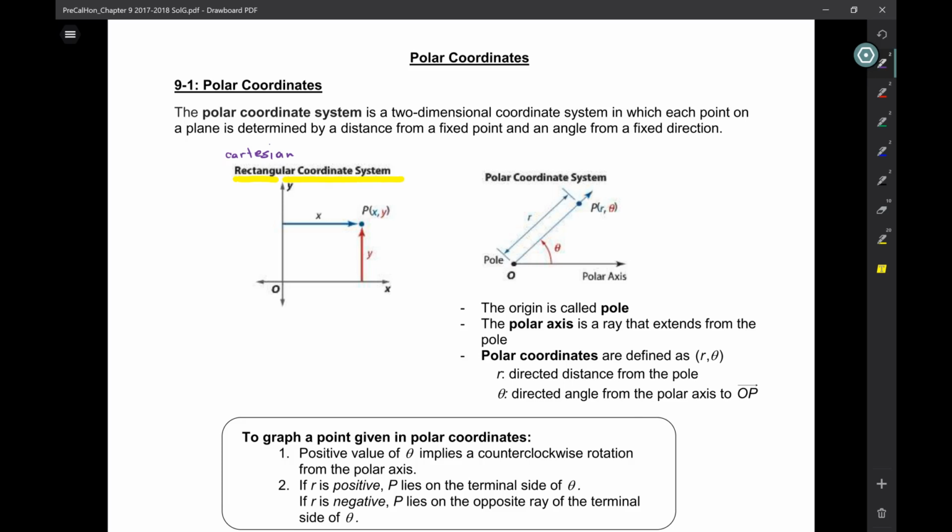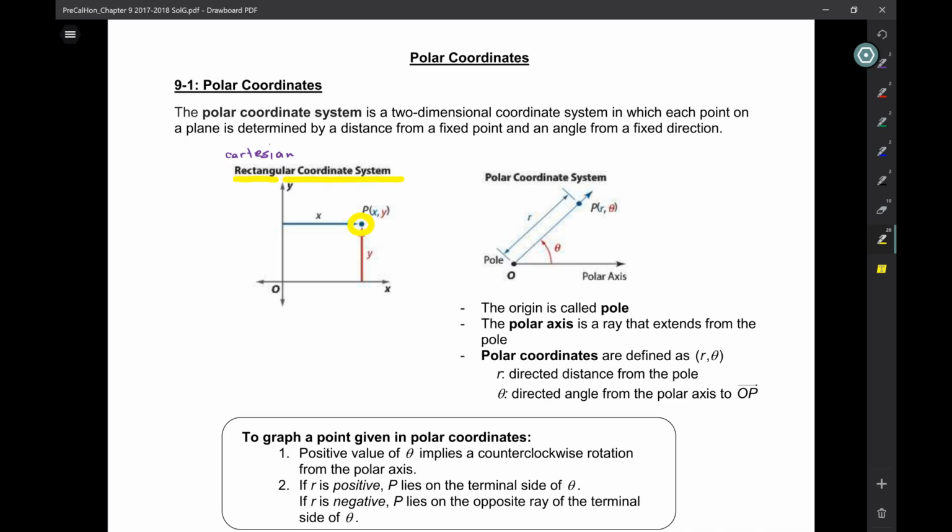To get to this point, P, right here, how do I get to that point P? You could tell somebody, go horizontally for so-and-so units, and then go vertically so-and-so units, and they go exactly to where that point is.